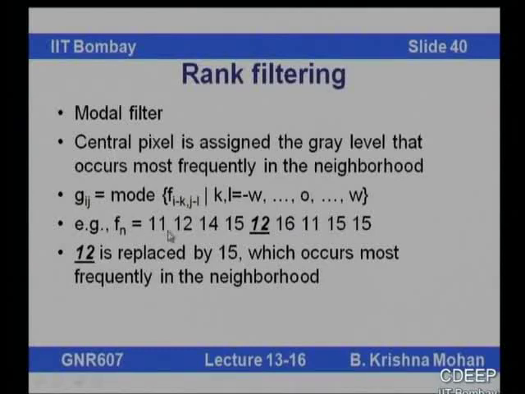So, modal filter, if you take this example, 15 is occurring 3 times, 12 is occurring twice, 14 is occurring once, 11 is occurring twice. So, most frequently occurring is 15. So, the central element is replaced by 15. I have just expanded the 3 cross 3 into one linear string of 9 elements. Okay. So, you have to take it like 11, 12, 14, first row, 15, 12, 16, second row, 11, 15, 15, third row. Okay. So, the central element is replaced by 15, which is occurring most frequently. This is the mode filter.